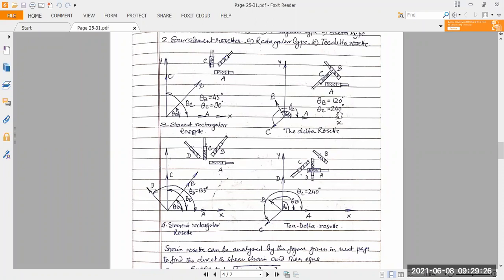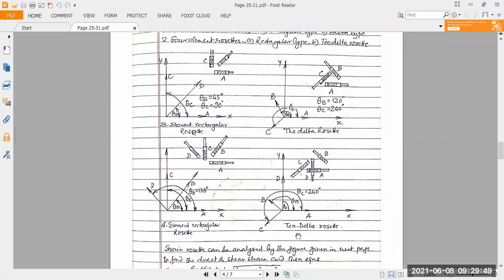Another is placed 240 degrees from OX, the second is placed 30 degrees from OY, and the third is placed 60 degrees from the negative direction of OX itself. This is defined as the delta rosette. Fourth, and last but not the least, this is the T-delta rosette.